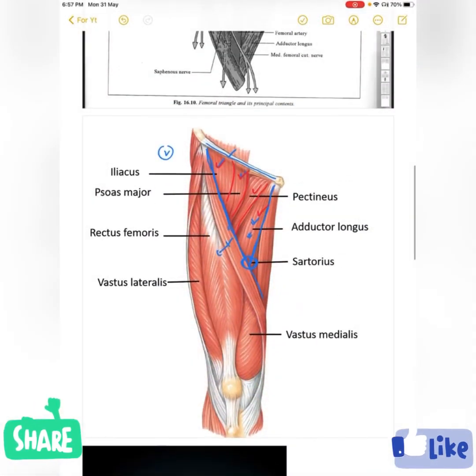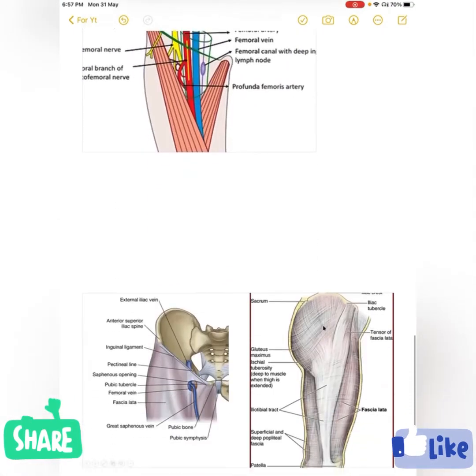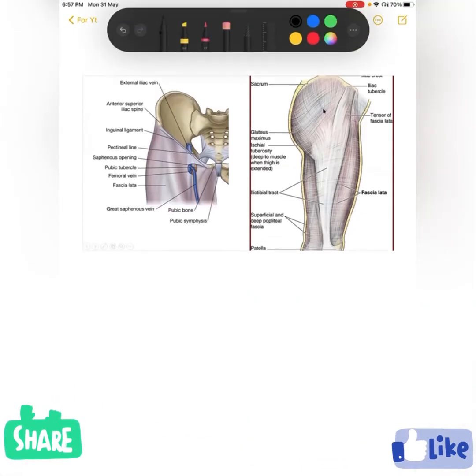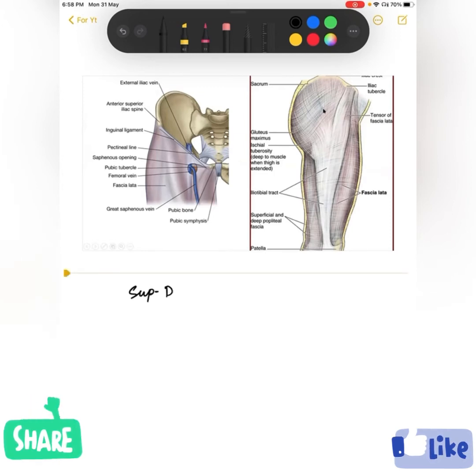Now let's talk about the roof of the femoral triangle. If we apply our common sense, we will certainly be able to write the roof of the femoral triangle from superficial to deep. So what are the structures which will form the roof of the femoral triangle from superficial to deep? Obviously, the most superficial structure will be skin. Deep to it there will be superficial fascia.